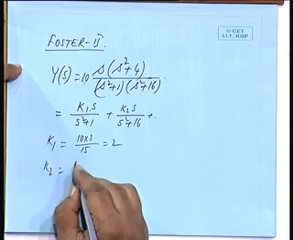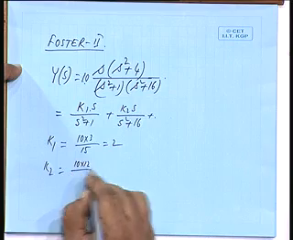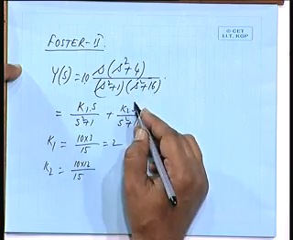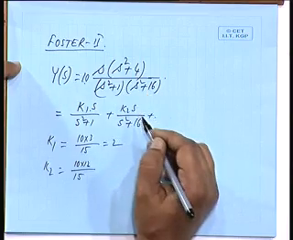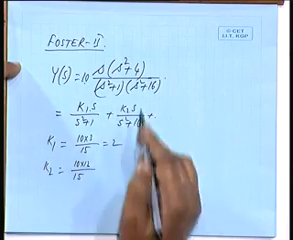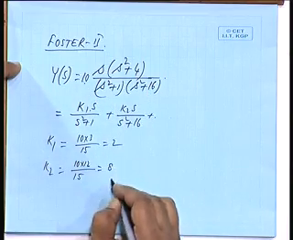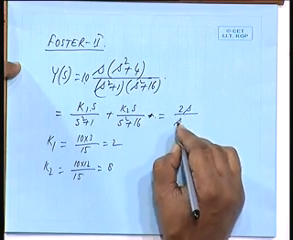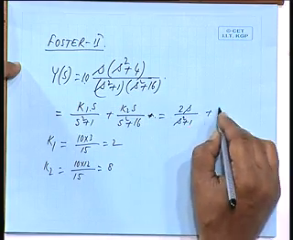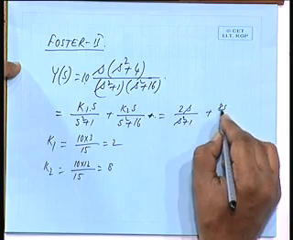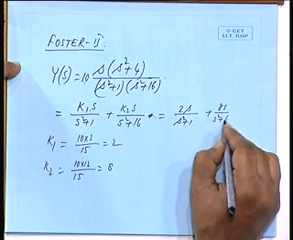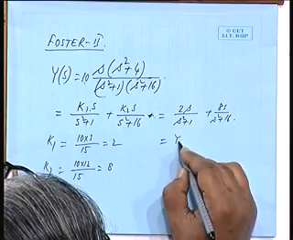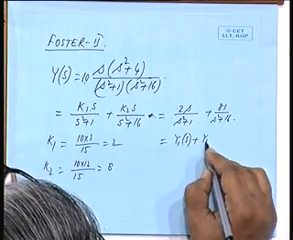And K2: 10 into 12 by 15, making s squared plus 16 equal to 0. So this will be 12 into 10 by 15, that is 8. So I can write this as 2s by (s squared plus 1) plus 8s by (s squared plus 16). So this is Y1(s) plus Y2(s).